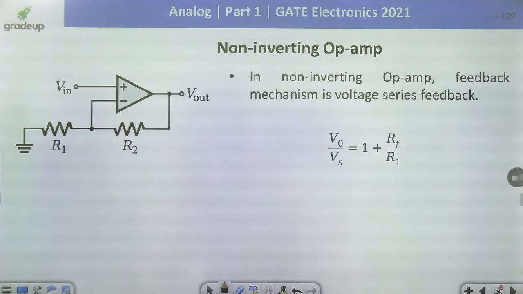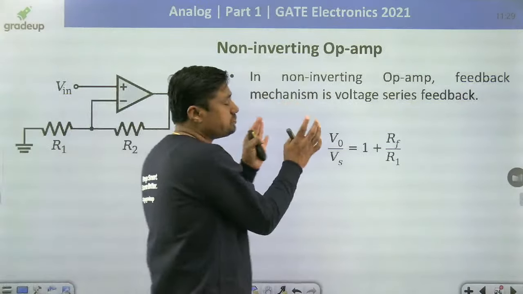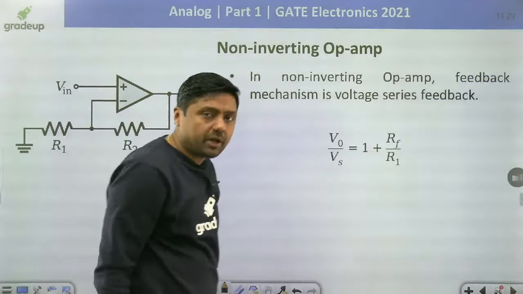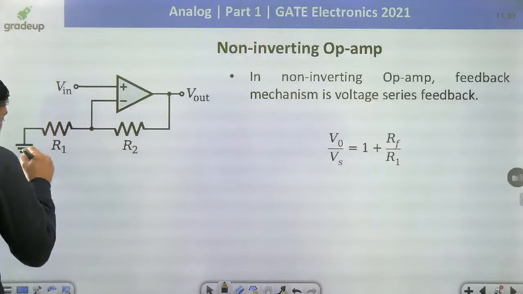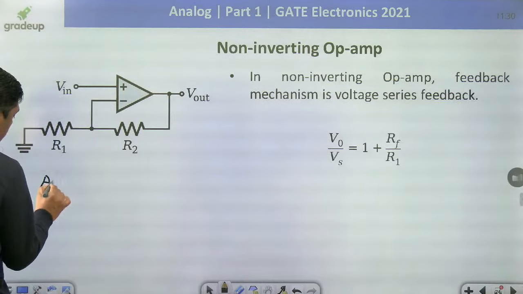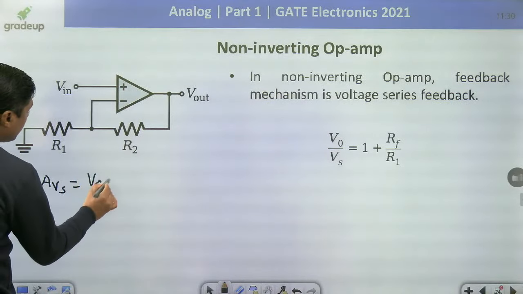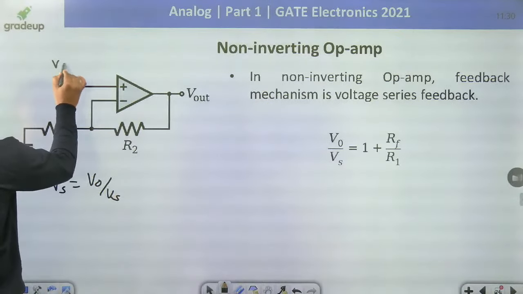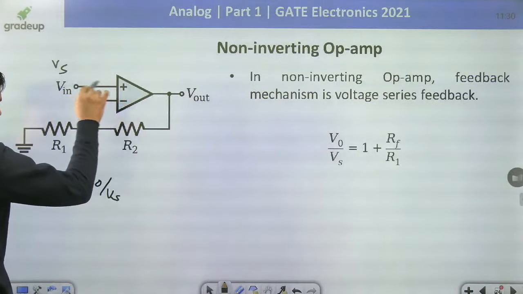Now, non-inverting operational amplifier, which point is more important? This is a direct gain, 1 plus RF/R1. What is the practical formula? Everyone give me the formula. Practical formula, that is AVS, this is called V0 by Vs. Normally it is represented by Vs or Vin, and this is an opposite diagram.